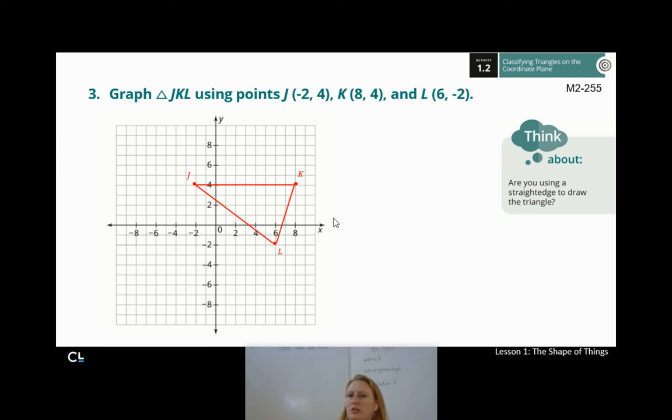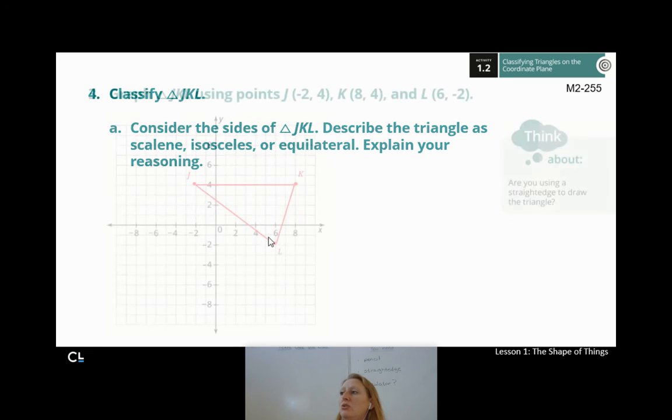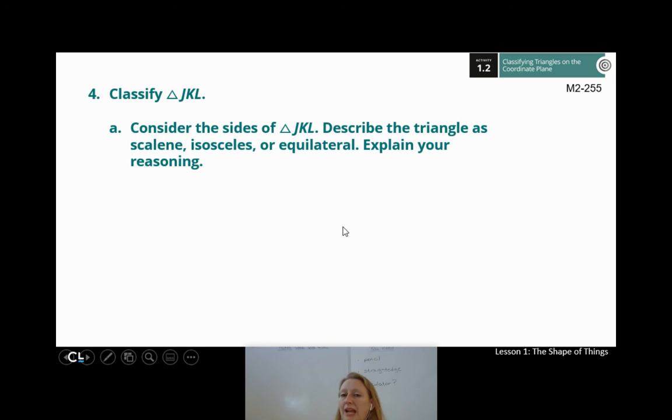So here's what I want you to do. I want you to start by using the distance formula to decide if this triangle is scalene, isosceles, or equilateral. So start by using the distance formula for all three sides. And by the way, this is the next question, question number 4, part A. Can you use the distance formula for each of the three sides and decide if this is scalene, isosceles, or equilateral? Go ahead, hit pause to work that out, hit play when you're ready to check your work.